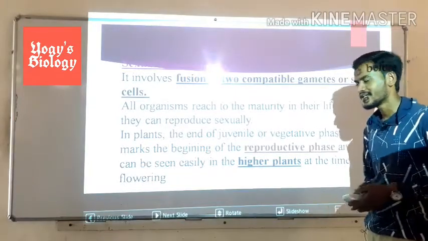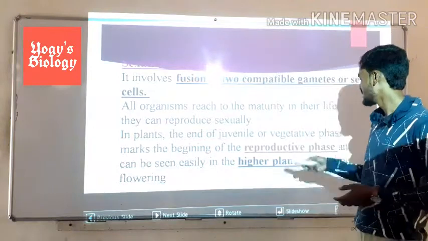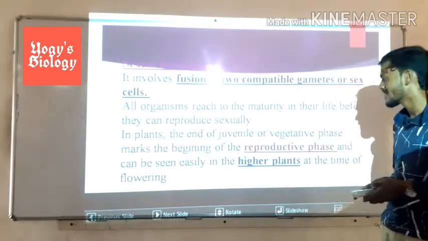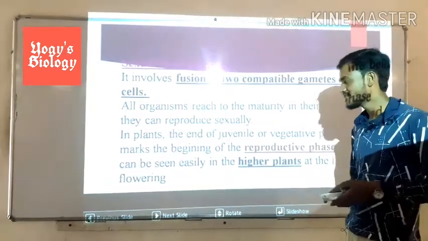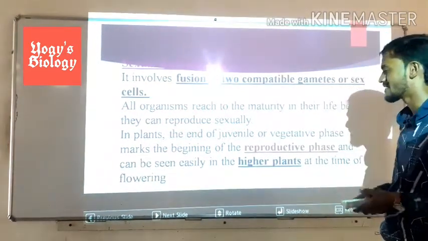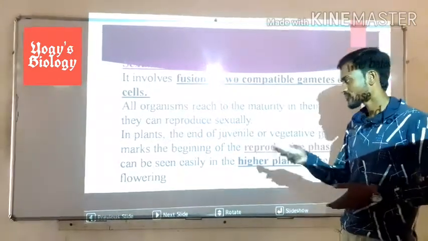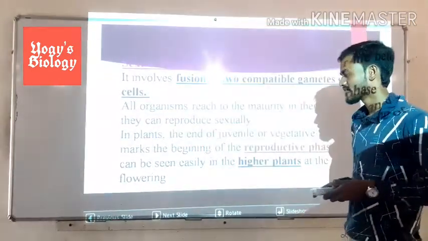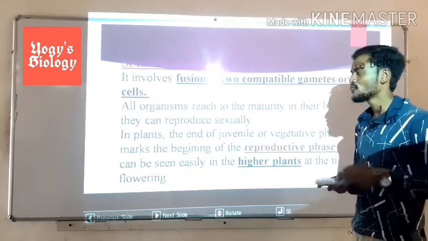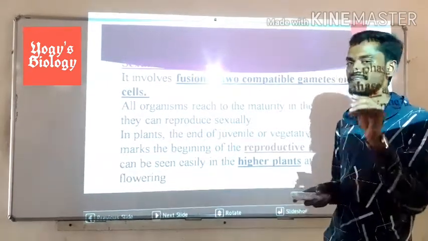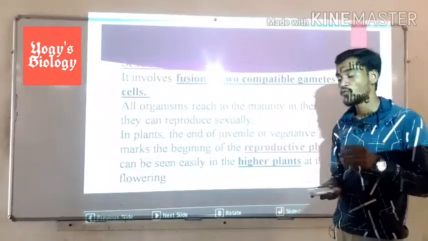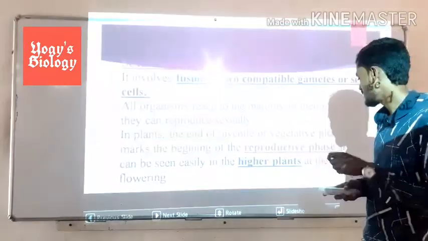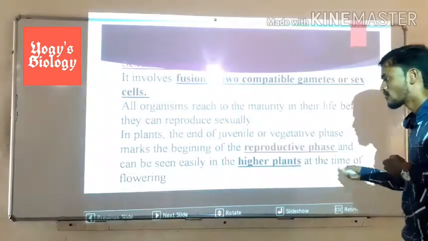In plants, the end of the juvenile phase or vegetative phase marks the beginning of the reproductive phase, which can be seen easily in the higher plants at the time of flowering. First the juvenile phase ends, and then the vegetative phase marks the beginning of the reproductive phase.